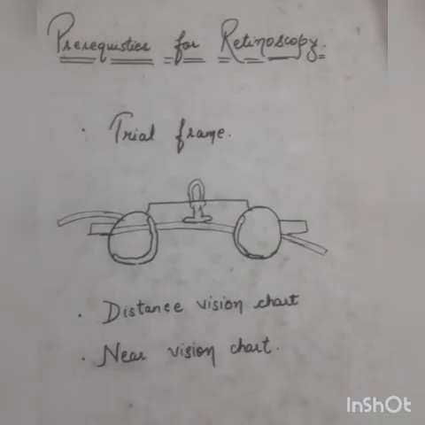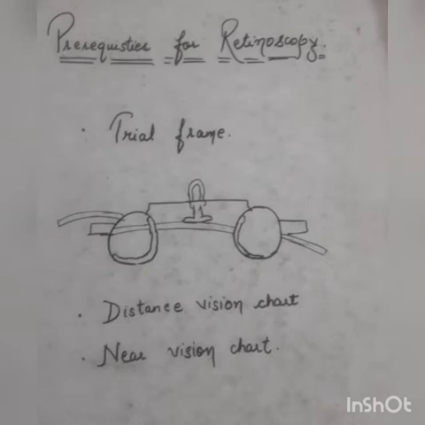Third is the trial frame or phoropter. Why do we use a trial frame while performing retinoscopy? Just to get an idea of the axis. Next one, distance vision chart and near vision chart. There are different types of distance and near vision charts which we already discussed in the previous chapters.